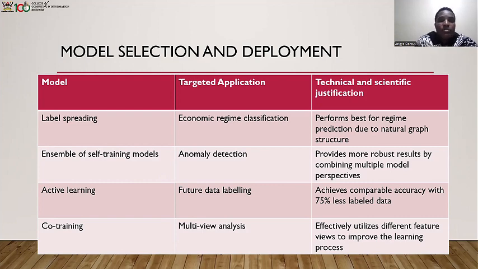Then for the active learning model, the targeted application is feature data labeling. The technical and scientific justification is that it achieves comparable accuracy with 75% less labeled data. Then for the co-training model, we have multi-view analysis as the targeted application. Under the technical and scientific justification, it effectively utilizes different feature views to improve the learning process.